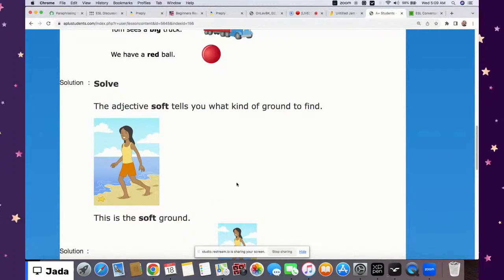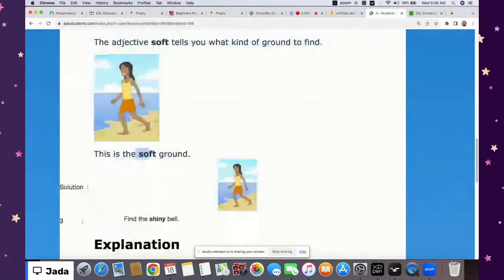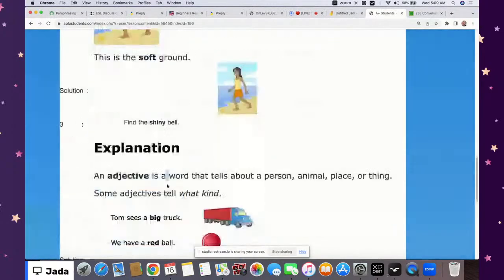All right. So now, soft because the ground is soft. All right. Let's see then.